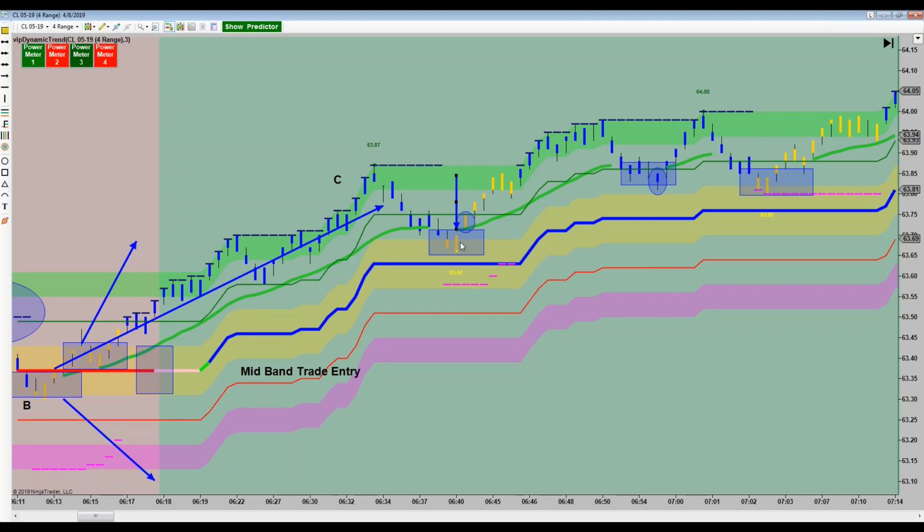Is that significant? What do you think? This is the first bar in all of these bars that closed up. Is that something that should get our attention when we're looking for trade entry? What do you think?